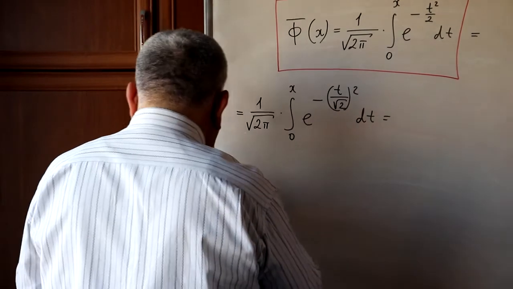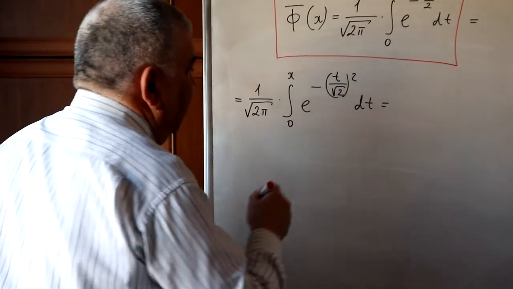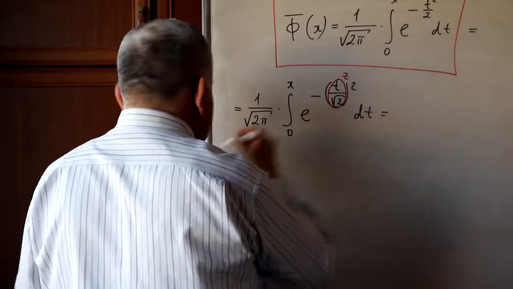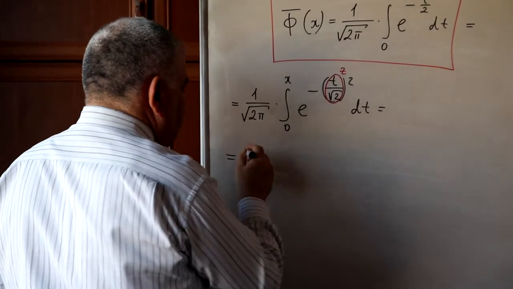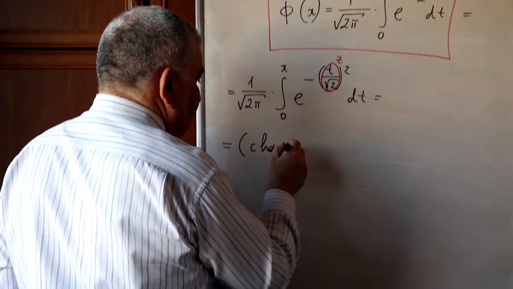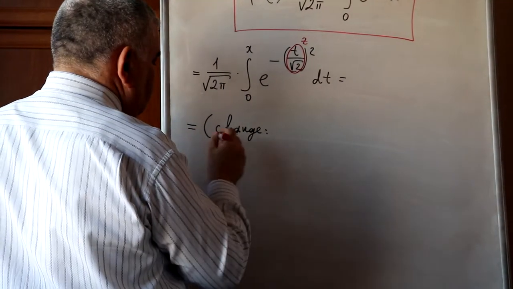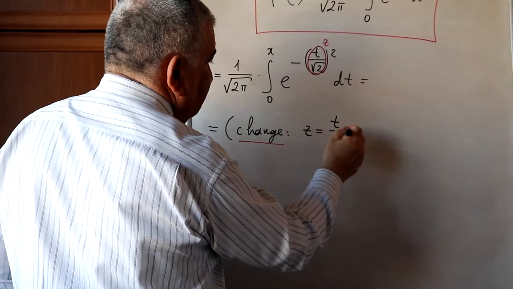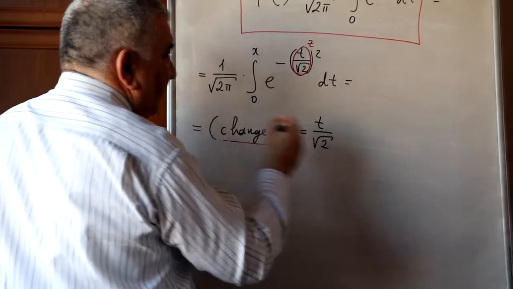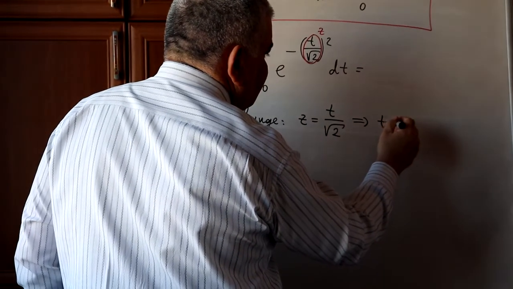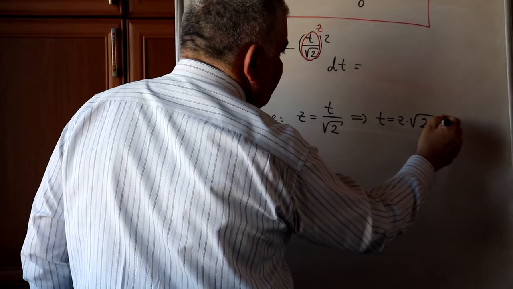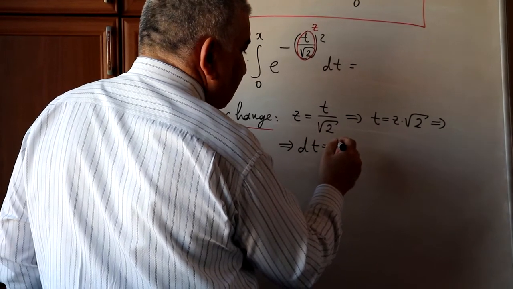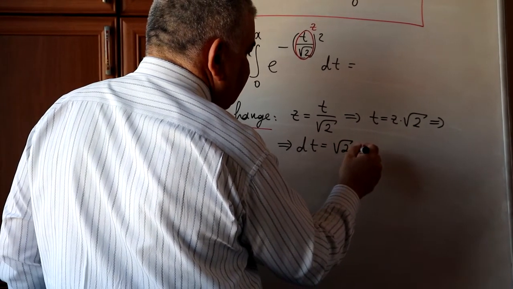Then introduce the following change. Let t over square root of 2 is z, new variable z. Use the following change: z is t over square root of 2. Then from here t is z multiplied by square root of 2. Then find dt: dt is square root of 2 dz.